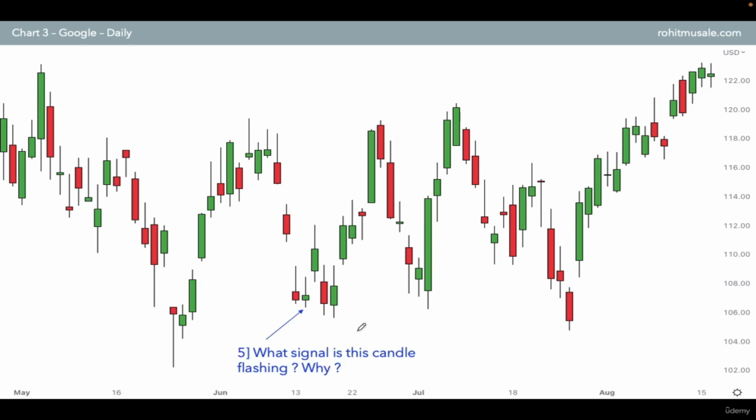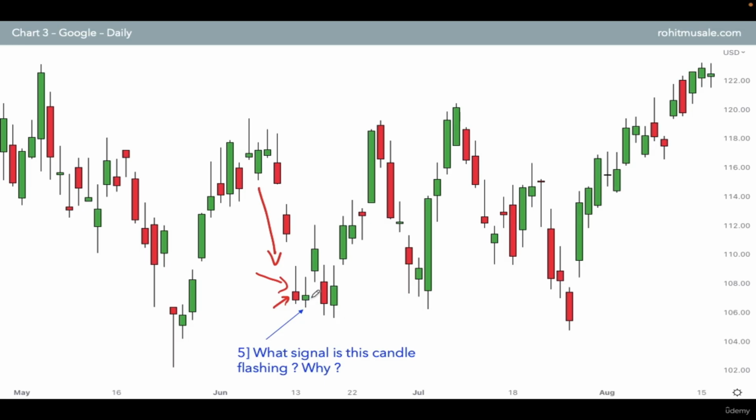Number 5, what signal is this candle flashing and why? So if you look at this candle, that's an inverted hammer, right? The price is coming down. What do you expect the next candle to do after the inverted hammer? You need the next candle to close above the close of the inverted hammer. If that happens, then the bullish implication of the inverted hammer is confirmed. So this candle is confirming the bullish implication since its close is above the close of the inverted hammer. So it's flashing a bullish signal.